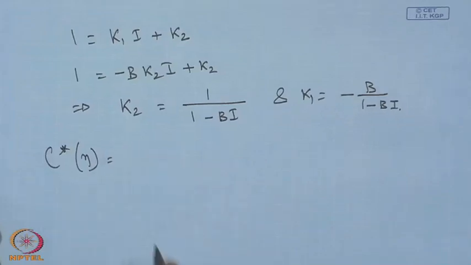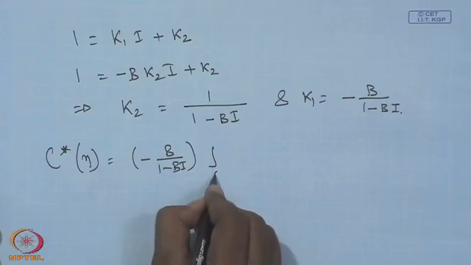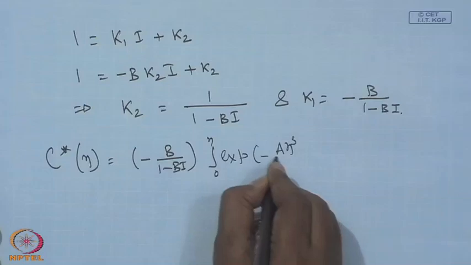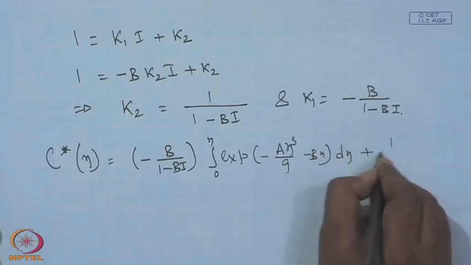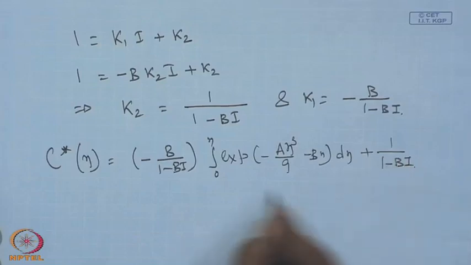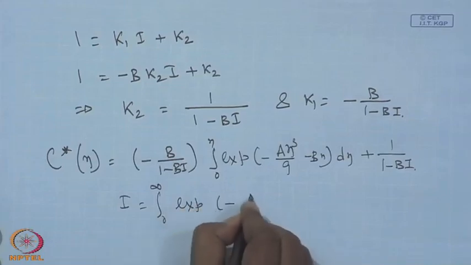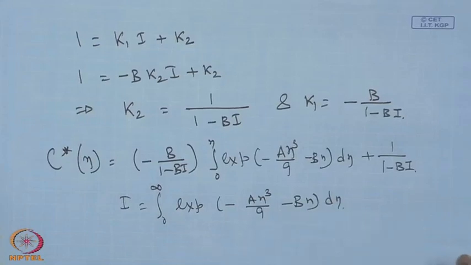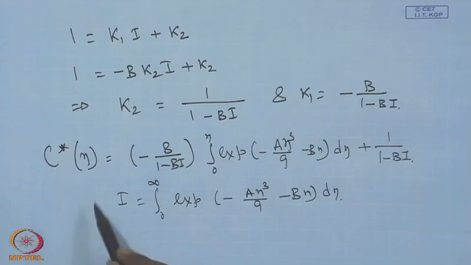So, this becomes minus b upon 1 minus b I, integral 0 to eta of exponential minus a eta cubed by 9 minus b eta d eta, plus k 2, which is nothing but 1 upon 1 minus b I, where I is the definite integral 0 to infinity of exponential minus a eta cubed by 9 minus b eta d eta. So, once we know the value of b, we know the value of a, we can completely plot C star as a function of eta.